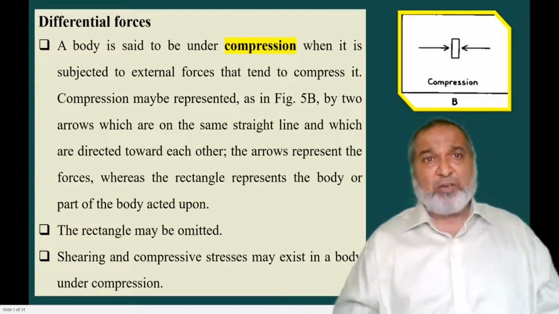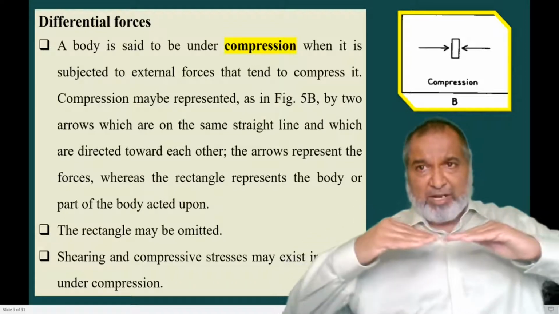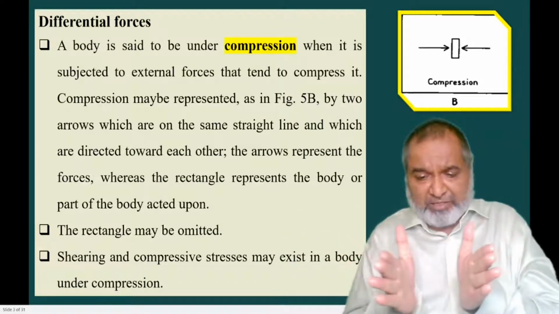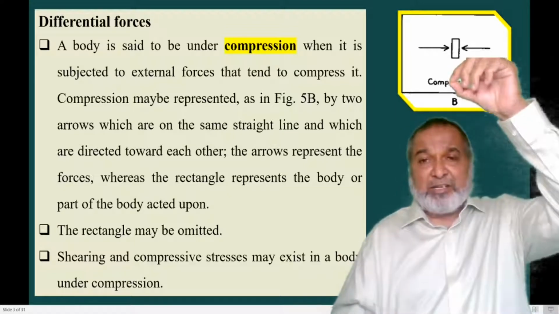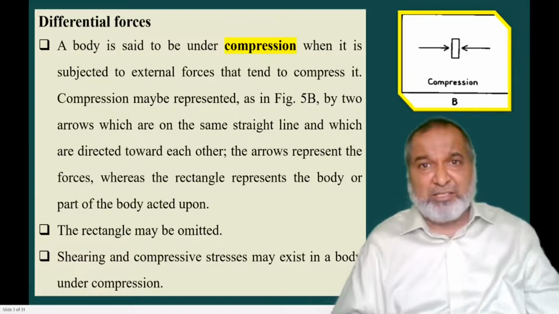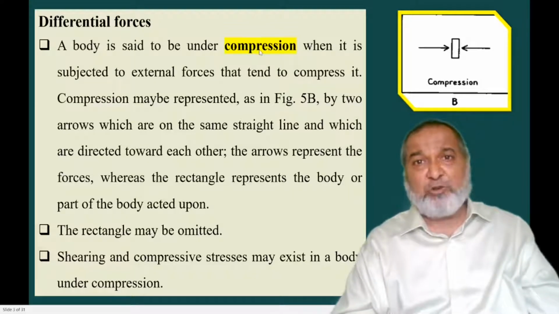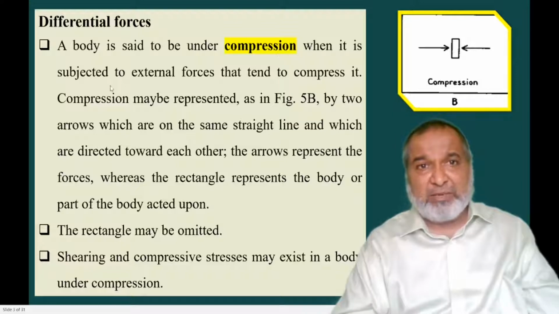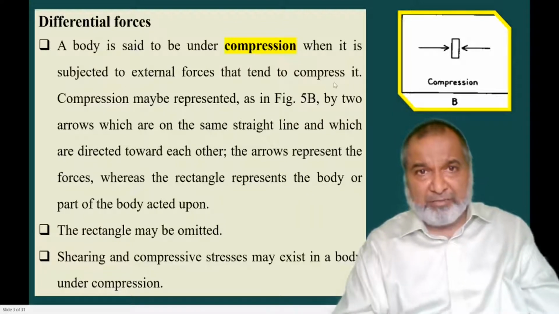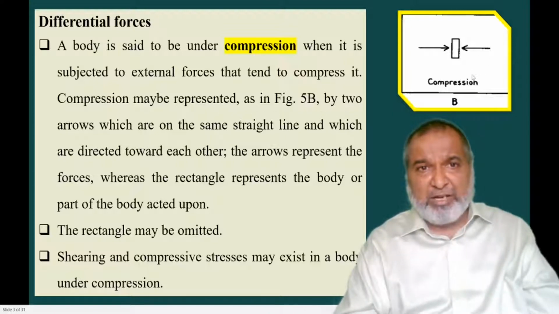The next one is compression. A body is under compression when the forces are in one direction but towards each other, and due to this the width is reduced and the height is increased. So a body is said to be under compression when it is subjected to an external force that tends to compress it. The compression may be represented as shown in this particular diagram.